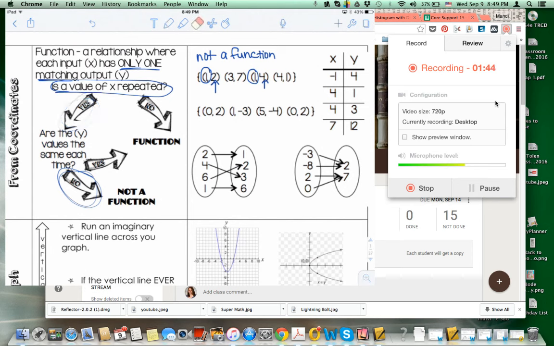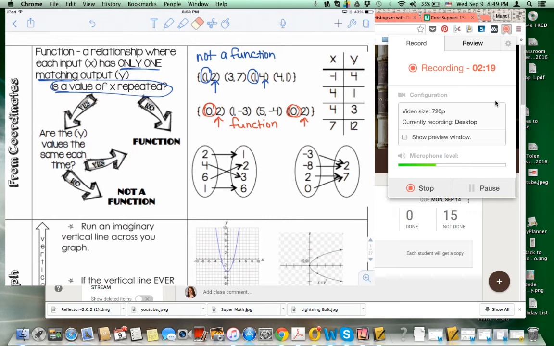Okay, so I'm going to erase this so we can start our next process. Okay, so let's look at the next one. First question is the value of x repeated? So we have 0, 1, 5, and 0. So 0 is repeated. So then we want to say, so yes, are the y values the same? I have a 2 and a 2. Yes, the y values are repeated, so this is a function. So that's how you check with coordinates.